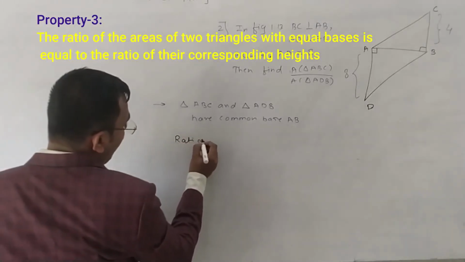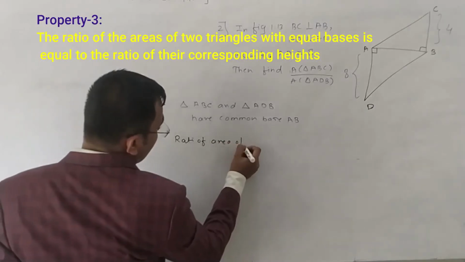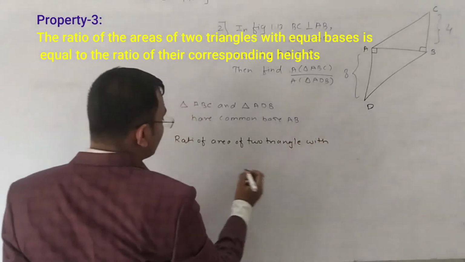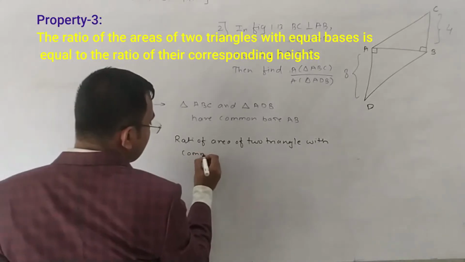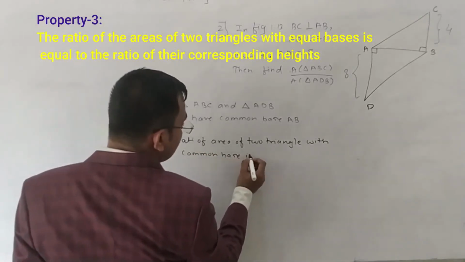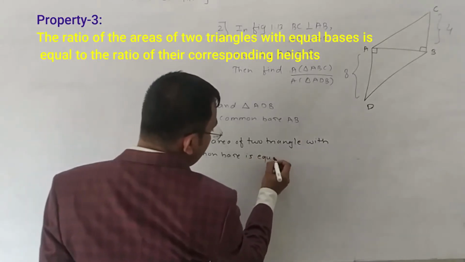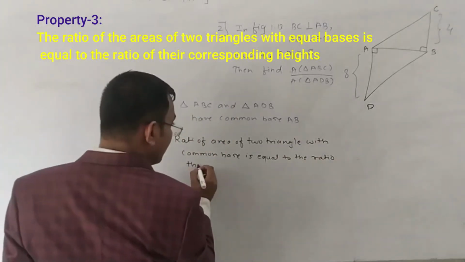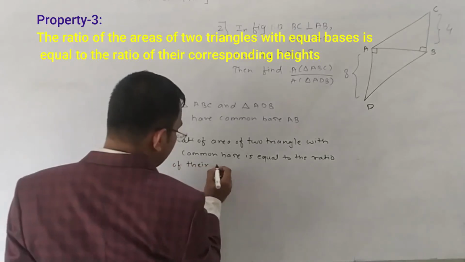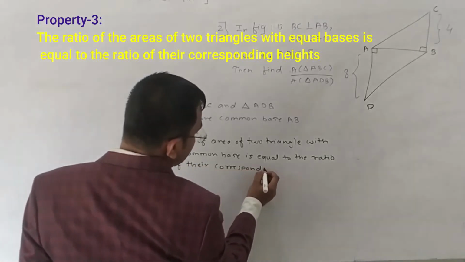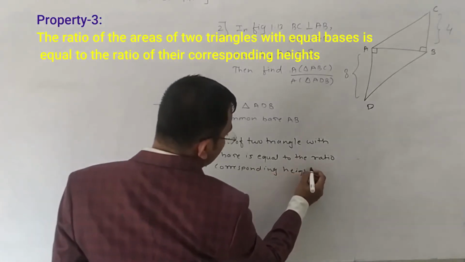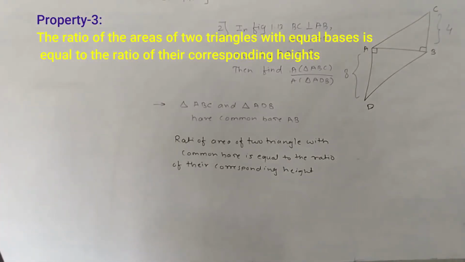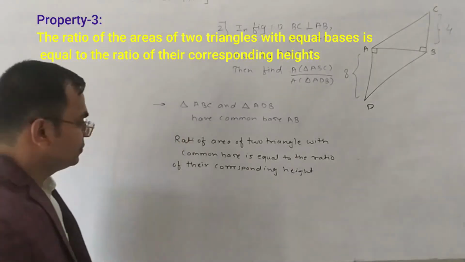ratio of area of two triangles with common base is equal to the ratio of their corresponding heights. मीन्स अगर दो ट्रायंगल है उसका बेस अगर कॉमन है तो उनका एरिया का रेशियो इक्वल रहेगा रेशियो ऑफ देयर करस्पॉन्डिंग हाइट.